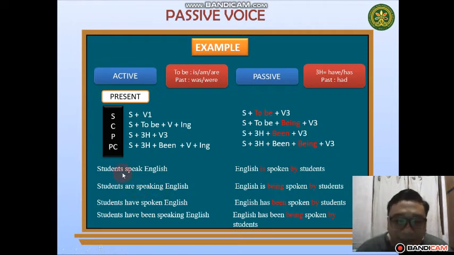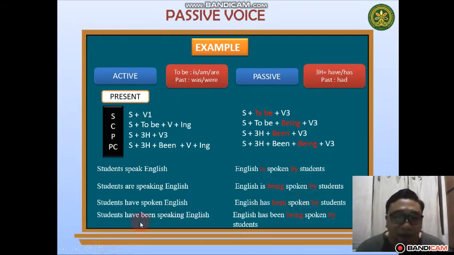So for perfect ones, students have spoken English. To be passive, English has been spoken by students. Been in here is the same as to be, but you have to put by. In the perfect, you also use verb 3, but to be passive also remember to use verb 3 and include by.